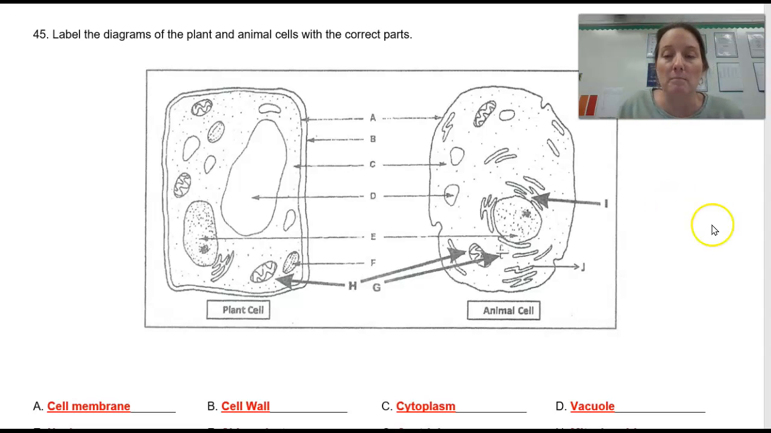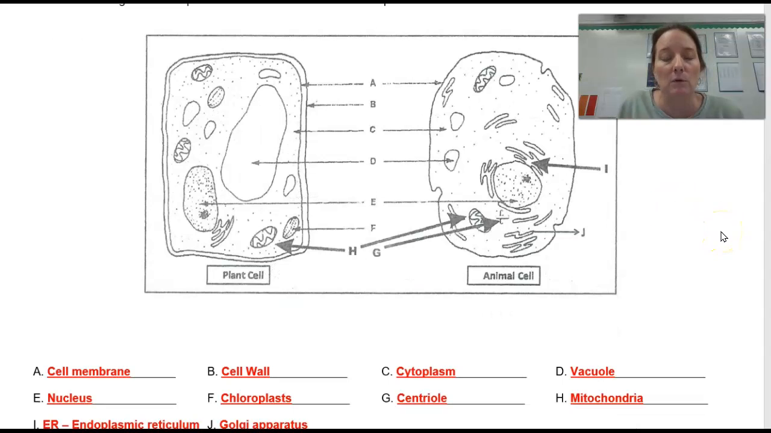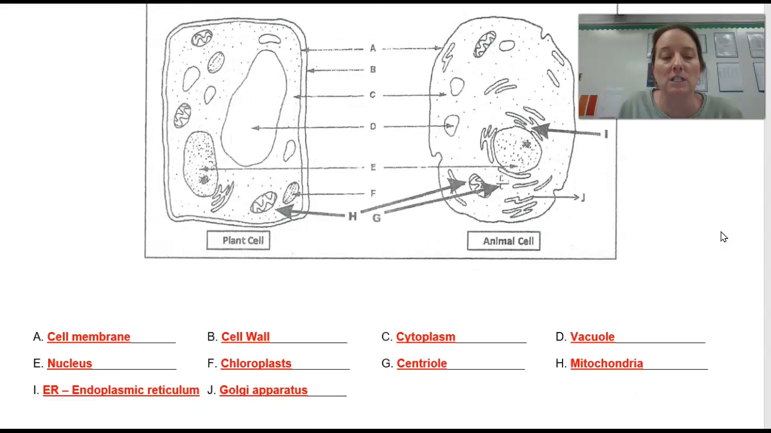Okay, when you're doing this, pay special attention to where the cytoplasm is located, where the nucleus is located, where the mitochondria is located, okay? And the chloroplasts. Pay special attention to those.